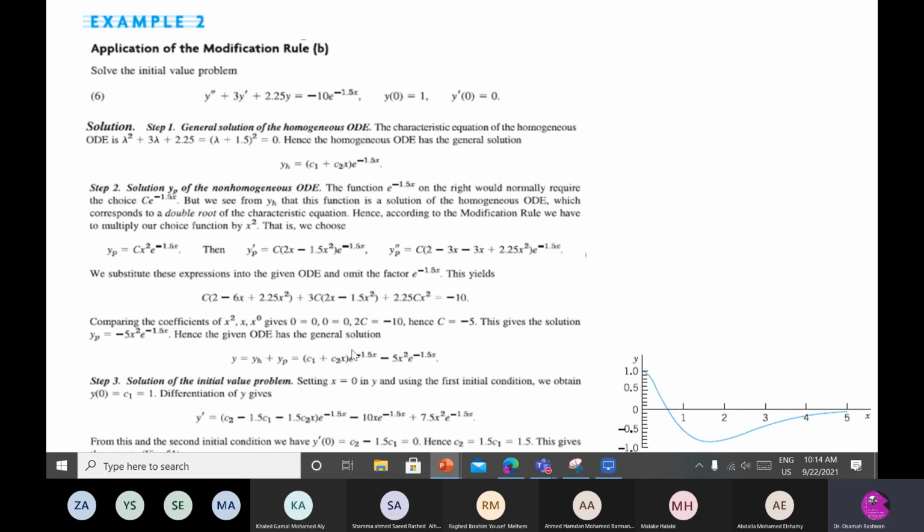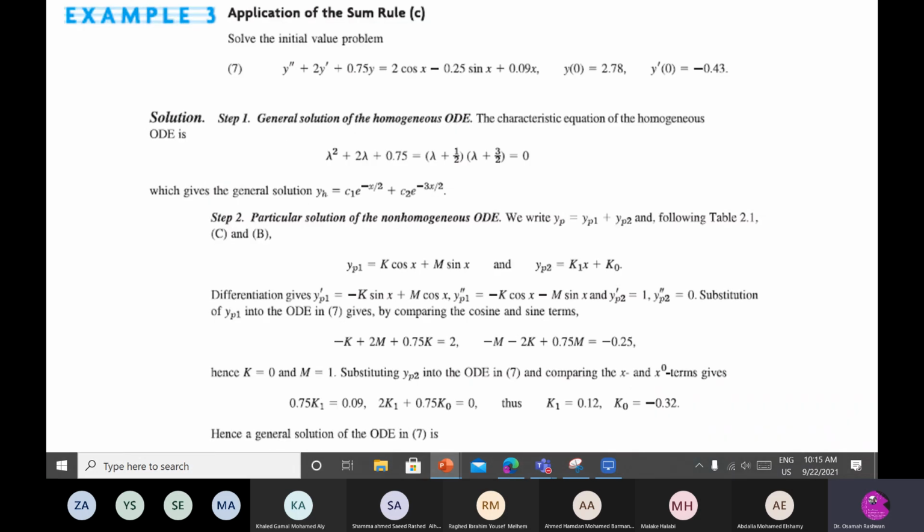If you have initial values, for y(0) and y dash, you need to substitute by y at 0, and have an equation of c1 and c2. Differentiate this one to have y dash, substitute by y dash from the initial condition. You have a second equation of c1 and c2, solve them together, you will have the constants c1 and c2. Now you can write the general solution, and you can graph it.